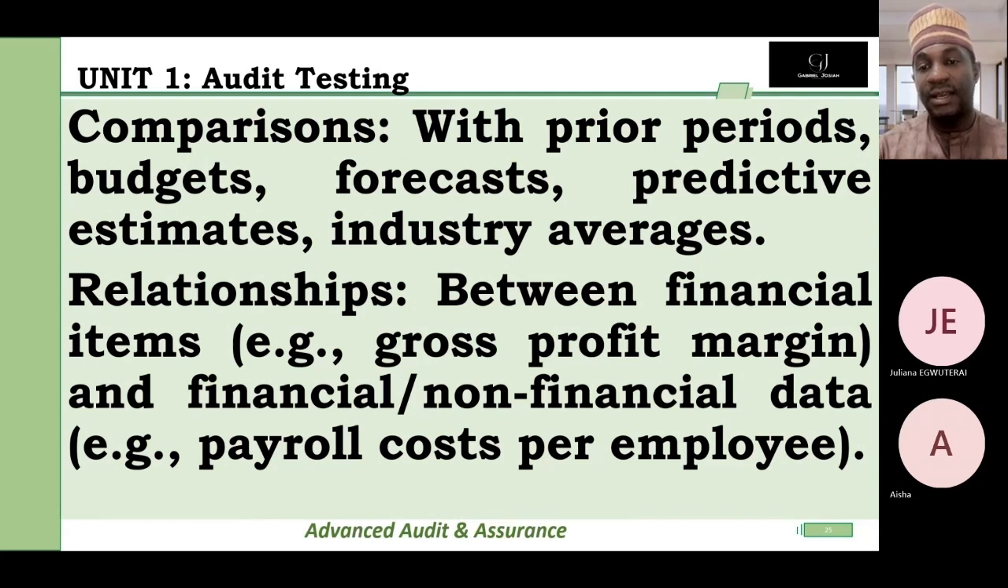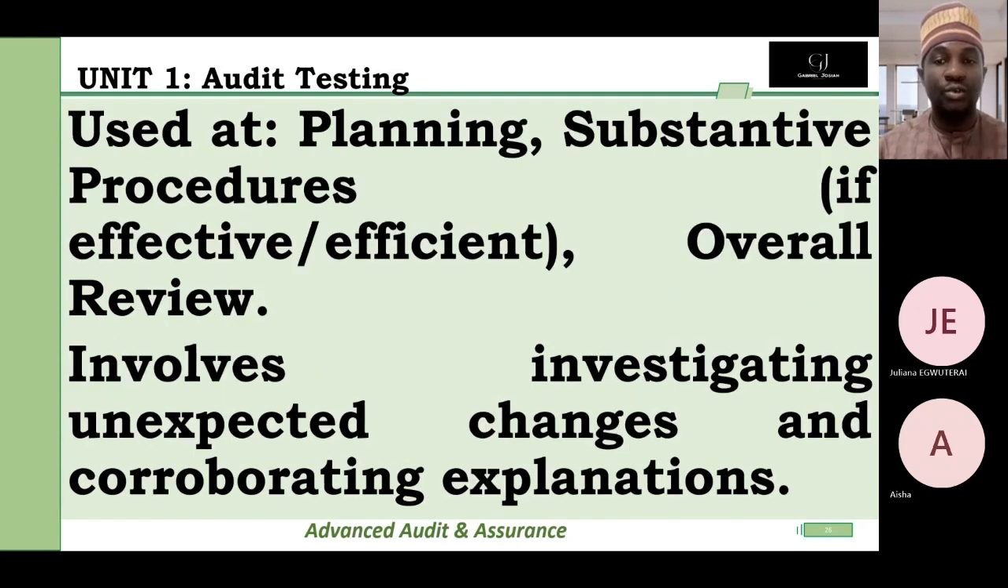And the relationships between the financial statements items like the gross profit margin, the net profit margin, and also non-financial data like payroll costs per employee could help you get evidence on how the movements of these financial statements and how they've been prepared. So they are used at planning and the substantive procedure stage.